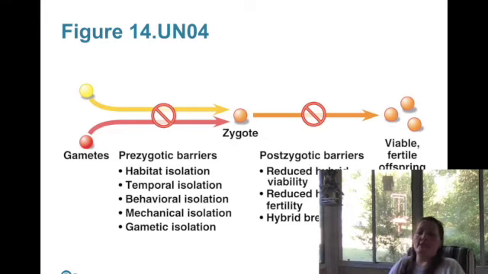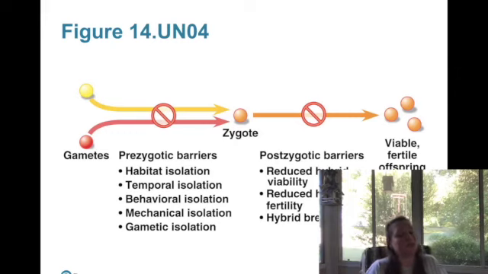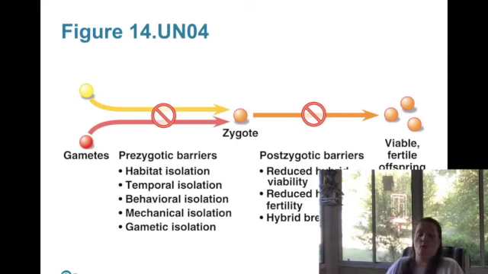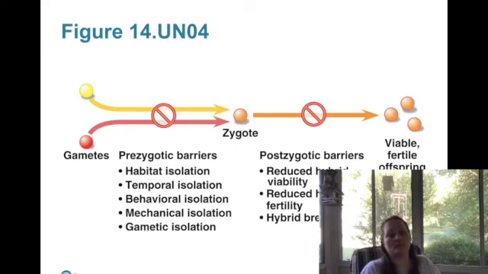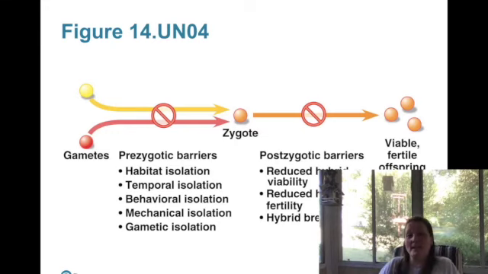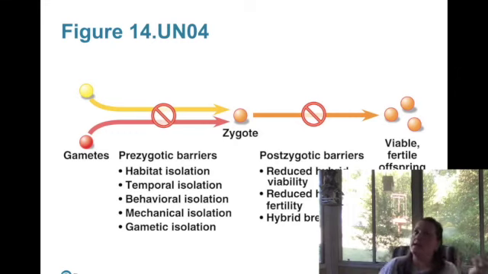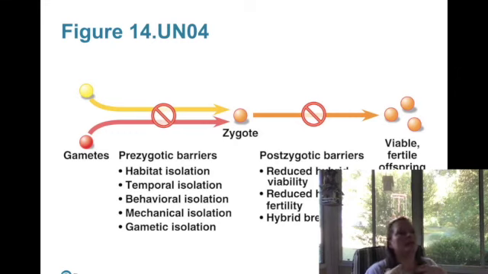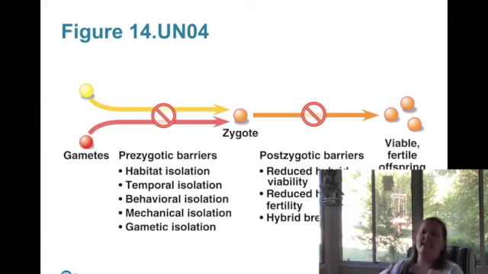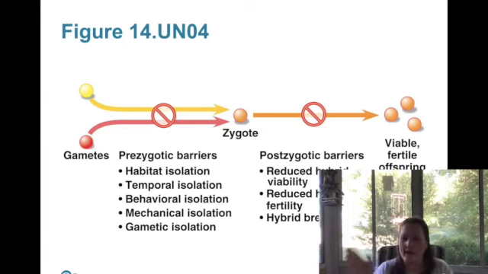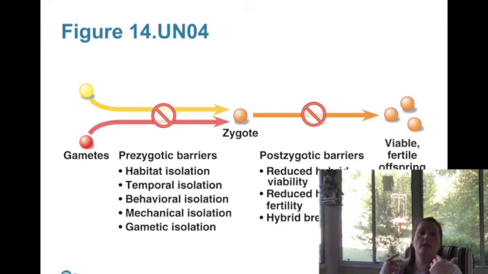Reduced hybrid fertility. That would be what is in the case of the mule. A lot of them just straight up won't be fertile. And then hybrid breakdown. Hybrid breakdown means that the body is just kind of breaking down a lot faster than it should. Think of like enlarged heart that can't stay in that body, and so the heart explodes or whatever. It's that kind of thing. And at the very end, you have a few viable fertile offspring. There you go.